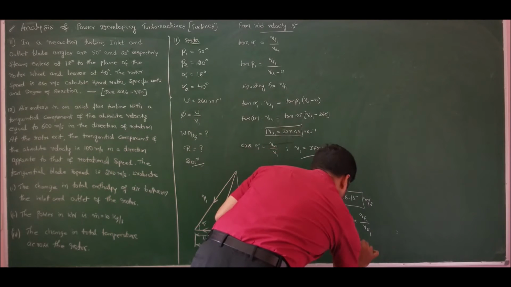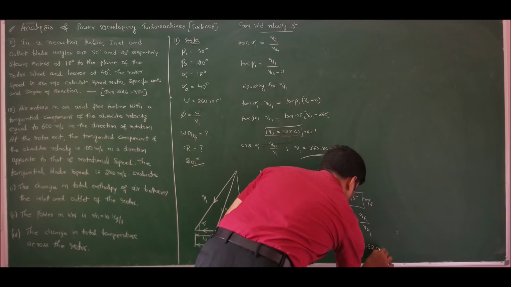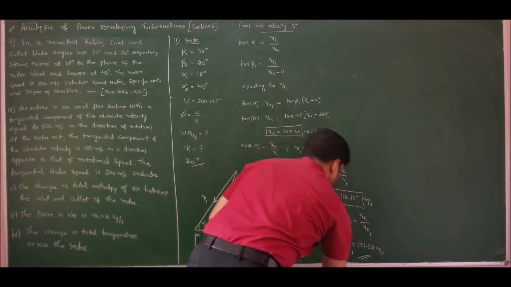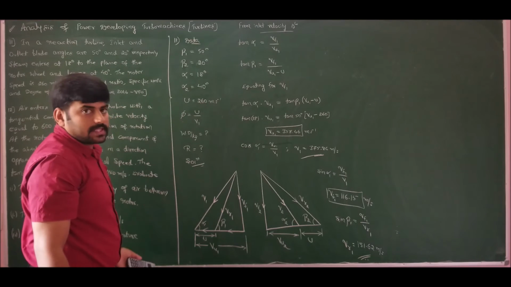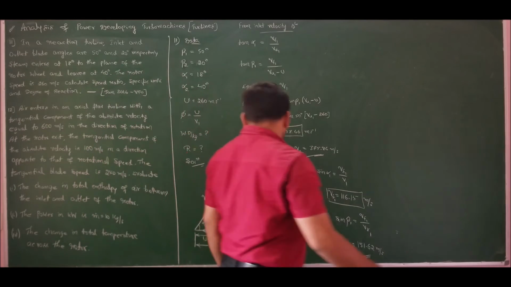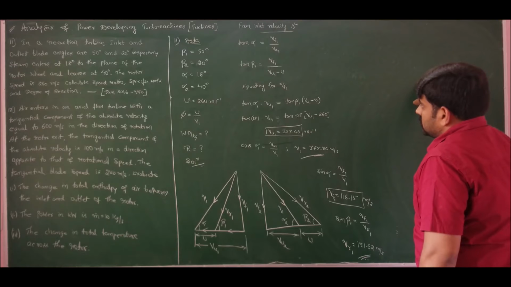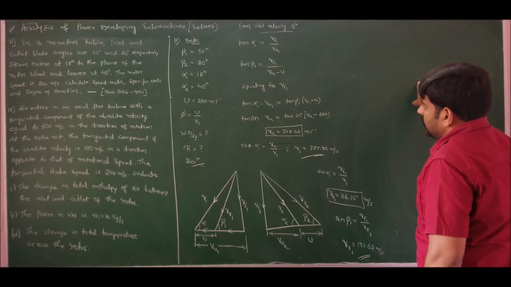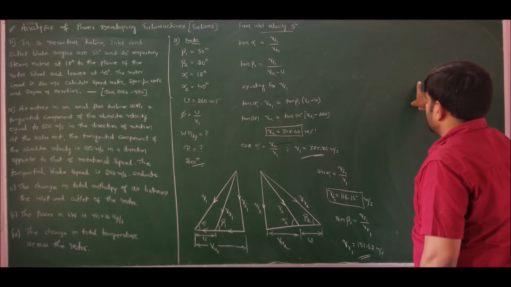Vr1 is 151.62 meters per second. So we have calculated all the components of velocities and angles in the inlet velocity triangle. Let us move to the exit velocity triangle. If I move to the exit velocity triangle, the same procedure should be repeated because we know the values of beta 2 and alpha 2. Let us do the same procedure.